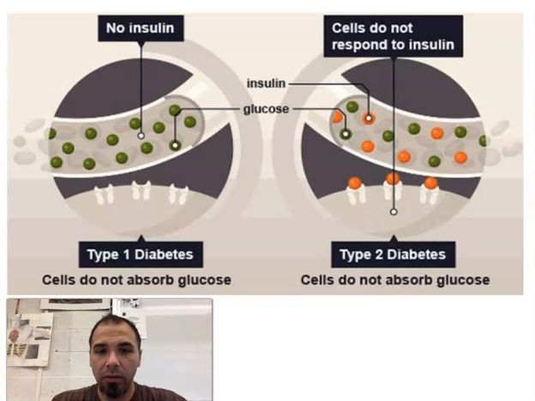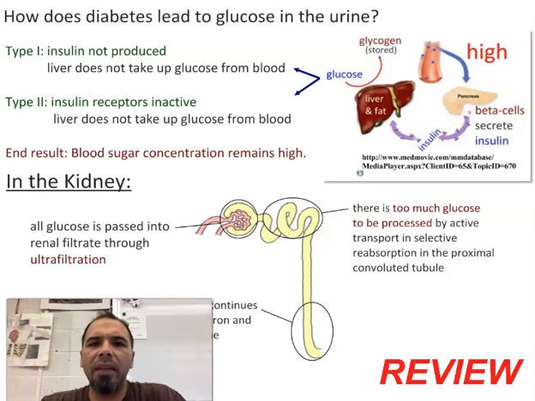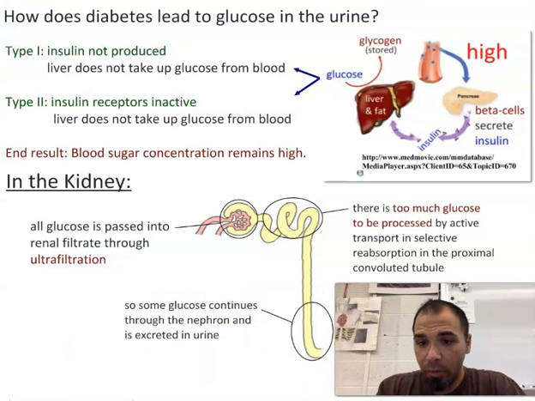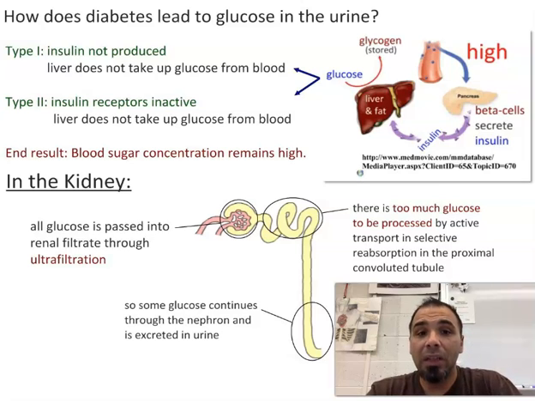Just trying to see what page this is, 36. All right. So how does diabetes lead to glucose in urine? Sometimes you hear about people with diabetes talking about having to go to the bathroom a lot. So type 1, insulin's not produced. Liver does not take up that glucose from the blood. Type 2, liver does not take up glucose from the blood. You see a theme. Result, your body's going to get rid of it. To get rid of that excess sugar, since it's high, it's going to go out through your urine.